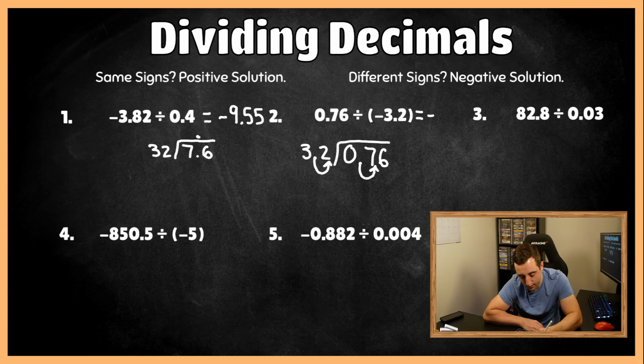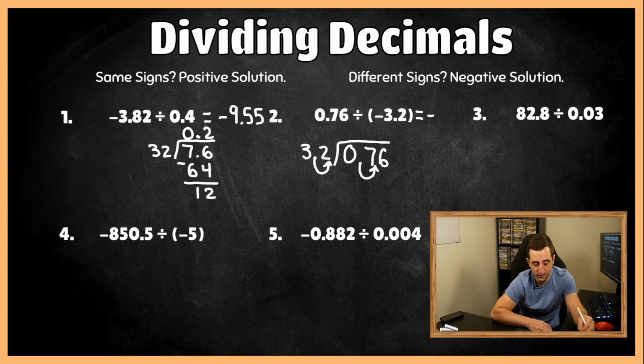32, does it fit into 7? No, so we're going to put a 0 there. That decimal point's already in a nice spot for us, so we can just keep going. How many times does 32 fit into 76? Well, it fits twice. 32 times 2 gives us 64. And when we subtract these, we get a remainder of 12.